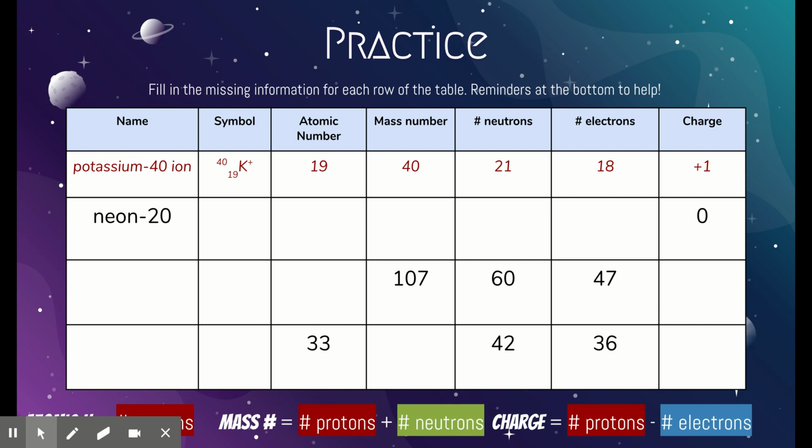So if you look at this table, what I'd like you to do is copy it down into your notes, and then take a moment and try to fill in the missing pieces of information. Determine what the symbol would be, the atomic number, the mass number, the number of neutrons, electrons, and what the charge would be. My advice would be to leave the symbol for last. So take a moment, pause the video. There is information at the bottom to remind you of how to calculate each of these pieces.